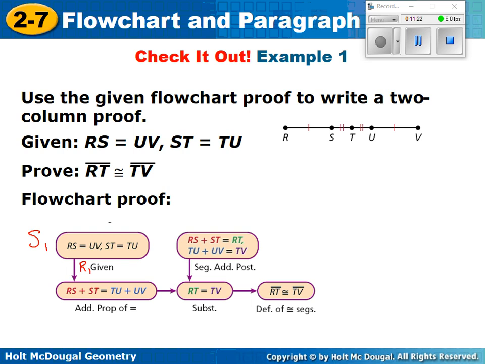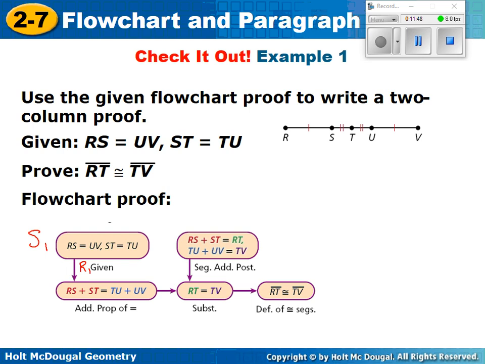Yeah? Question? Okay, so that means if I were writing this in 2 columns just to save time, statement 1 would be RS equals UV, ST equals TU, and then reason 1 would be given. So I'm just trying to save us time. Is it okay if we don't write it all out? Okay. All right. Where would we go from here?